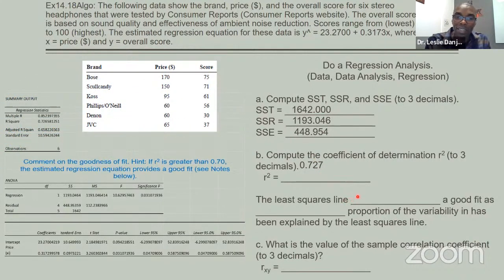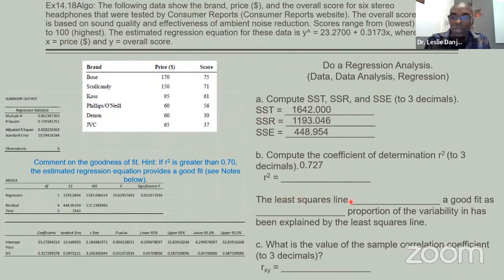Then it's going to ask questions like whether the least squares line provided a good fit or did not provide a good fit, and you have to end up with larger for this section right here. And the last part of it is, what is your R, X, Y value? It's that number right there. What is your R, X, Y? It is your multiple R value.